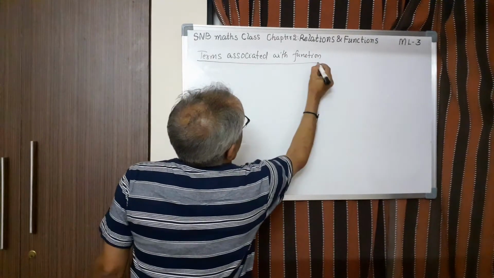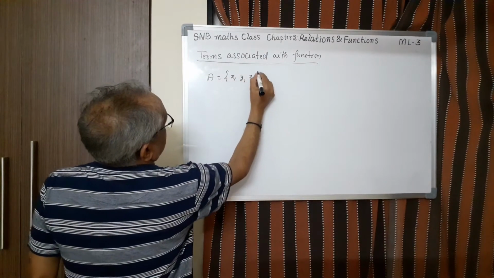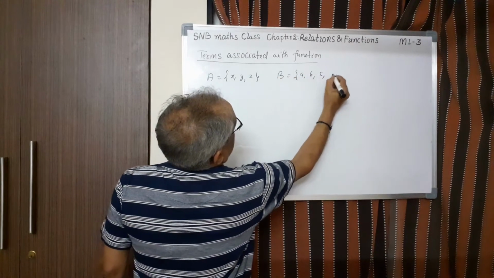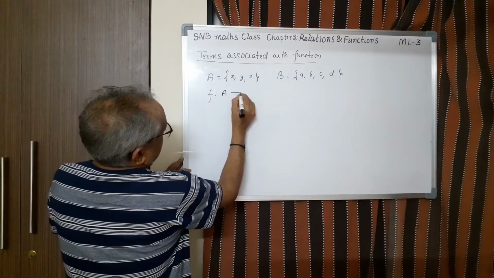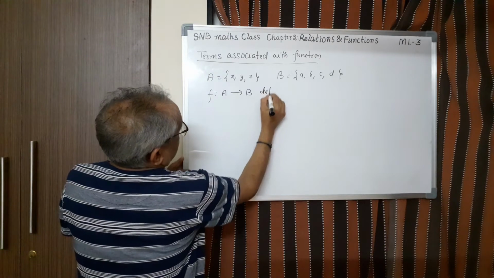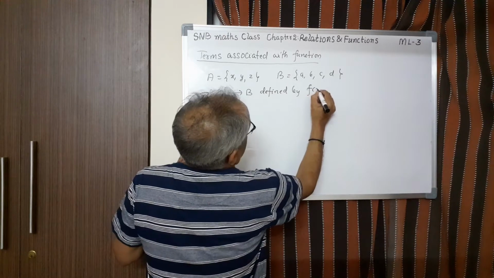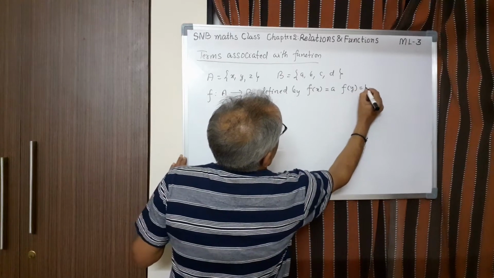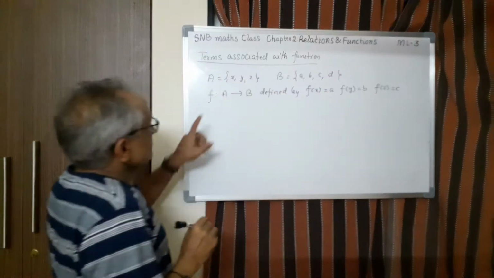Let us take, say, A equal to {x, y, z}, and B equal to {a, b, c, d}. Let us say f is a function from A to B defined by f of x equals a, f of y equals b, and f of z equals c. There are only 3 elements.